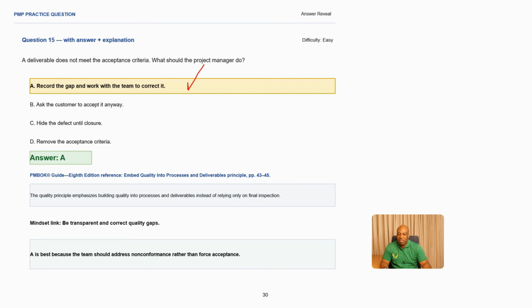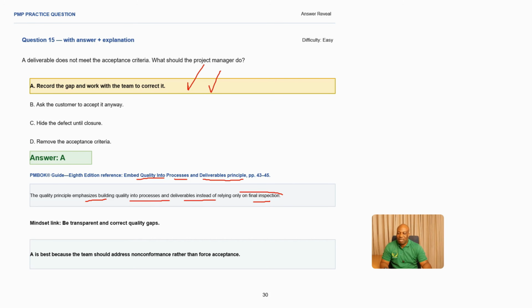So A is the best answer. And what is our reference in our PMBOK? Embed quality into processes and deliverables principle, which is on page 43. You can go through that one for additional reading, okay? So the quality principle emphasizes building quality into processes and deliverables instead of relying only on the final inspection, okay? So this is very, very important.